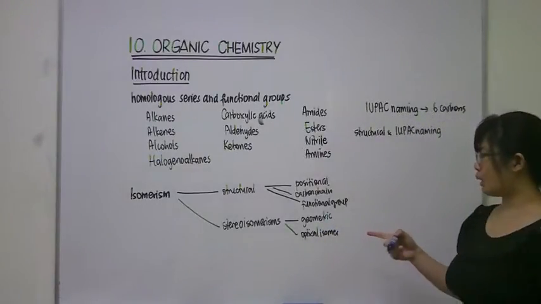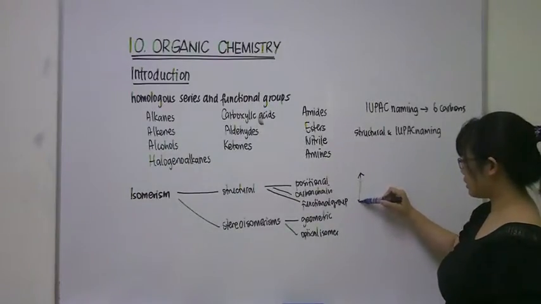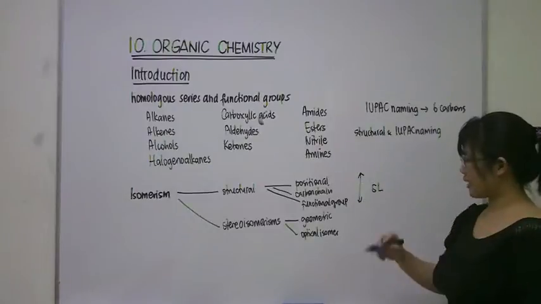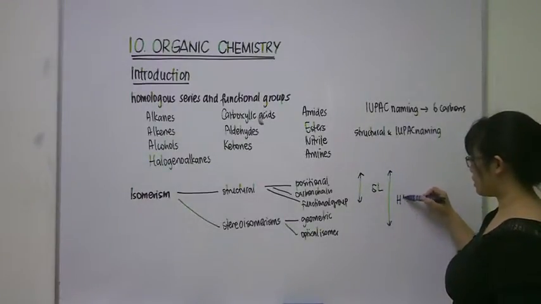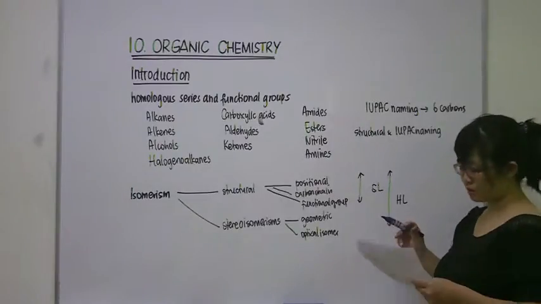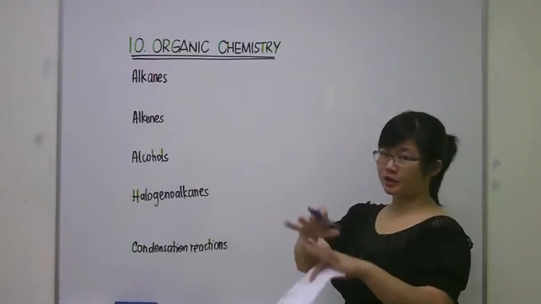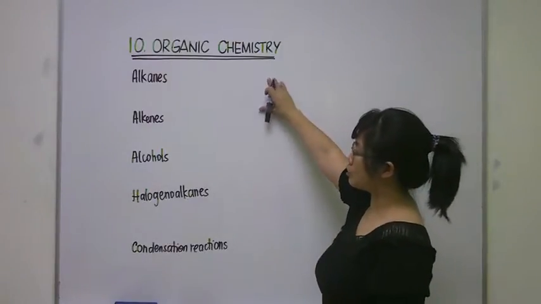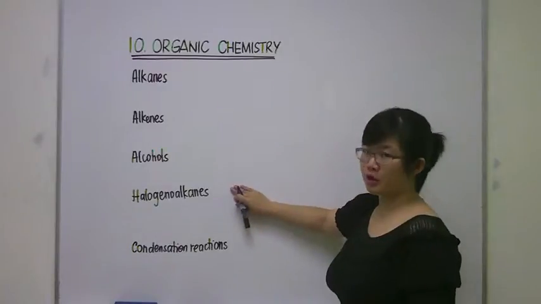Okay, so the standard level students need only to learn about the structural isomerisms, while the higher level students need to learn about stereoisomerisms also. So out of the functional groups that we talked about at the introduction, we're going to zoom into just 4: alkanes, alkenes, alcohols, and halogenoalkanes.